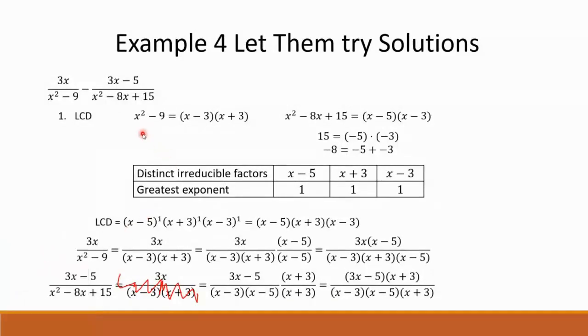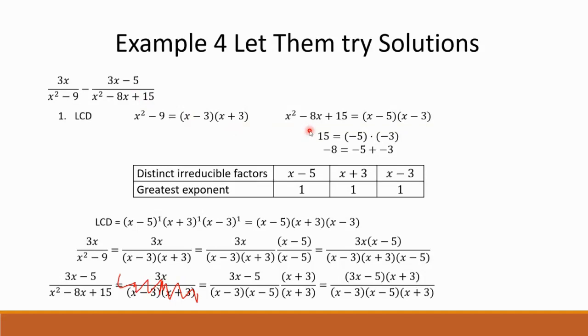Now, we have x squared minus 9, right? That's one of the denominators, okay? But we have factored that before. We wrote it as x minus 3 times x plus 3, okay? That's what we did. For the other one, we factored that.